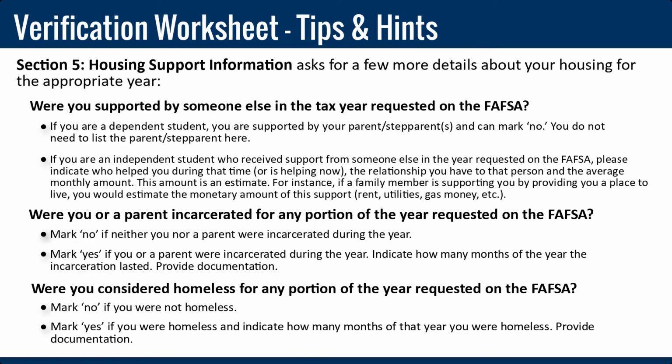Section 5 Housing Support Information asks for a few more details about your housing for the appropriate year. Were you supported by someone else in the tax year requested on the FAFSA? Were you or a parent incarcerated for any portion of the year requested on the FAFSA? Were you considered homeless for any portion of the year requested on the FAFSA?